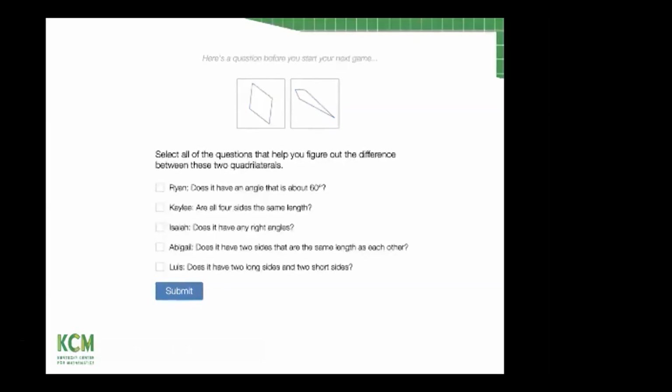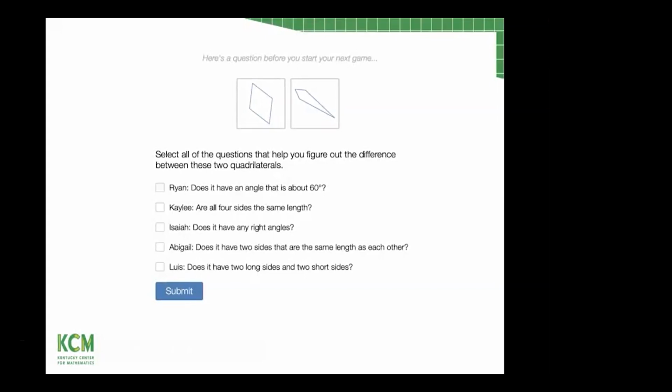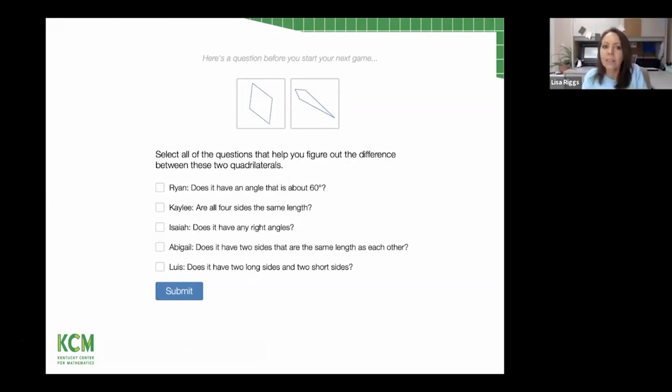Kaylee's, are we supposed to talk? Sure, I would love it if somebody could talk. I thought Kaylee's was a really good question. Are all 4 sides the same length? That eliminated one right away. Yes, so that one. Okay.